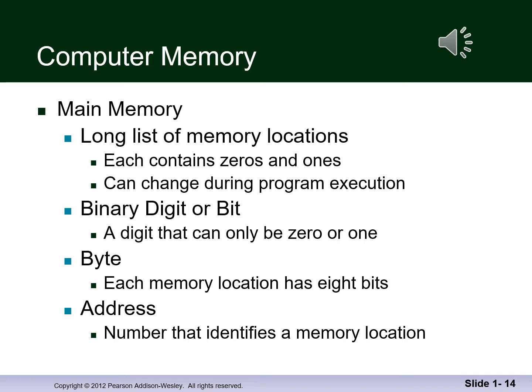A byte is a piece of memory or information that has 8 bits, and we're using ASCII code, which uses 8 bits to decode each character in a program. An address is a number that identifies a memory location.